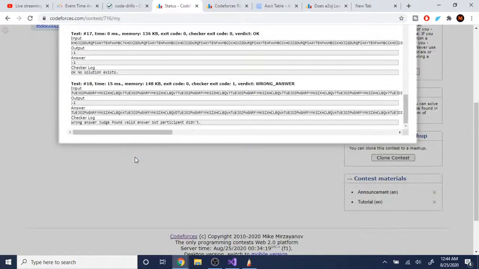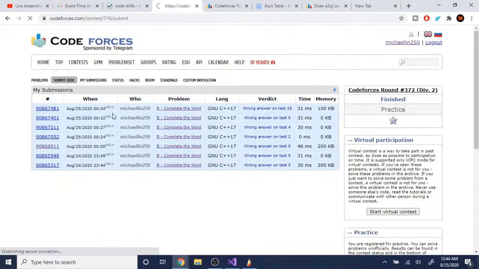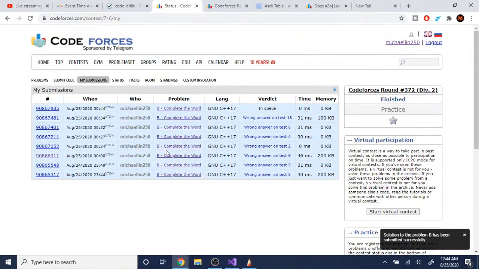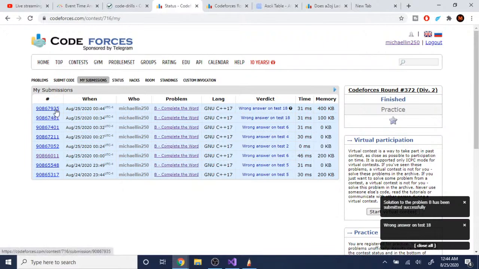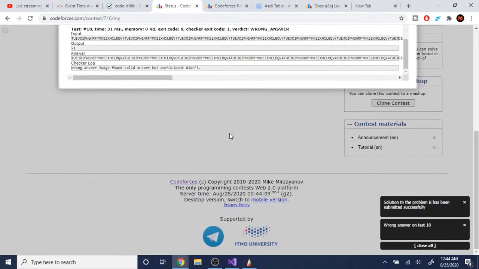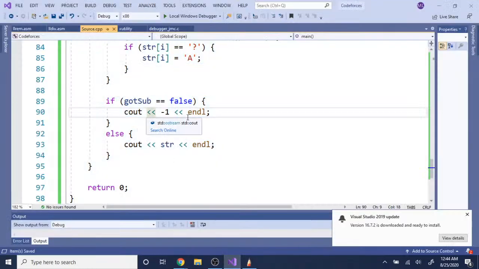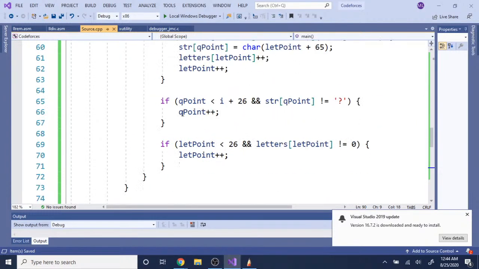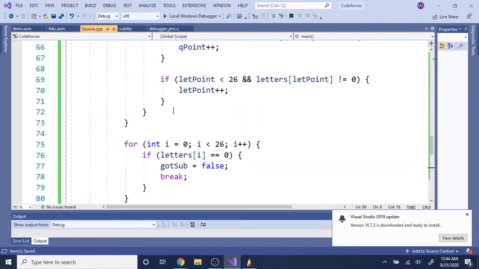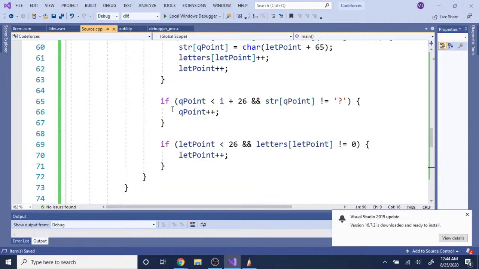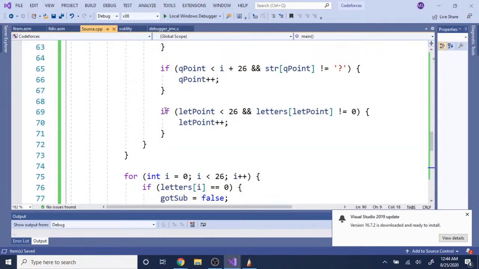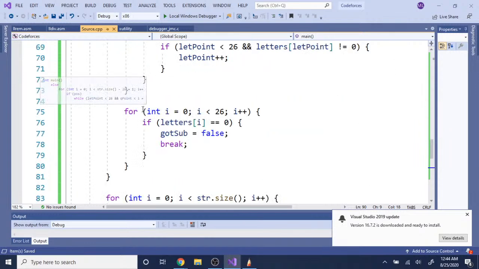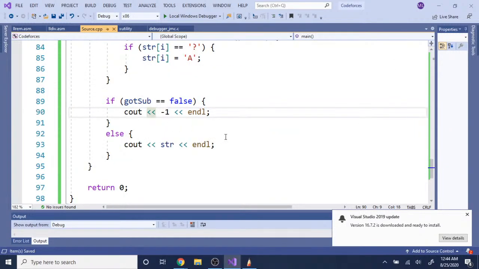No, I don't know. Let's try submitting it again. No. Okay. Oh boy. Letters at 26. So why does this equal to false? Let's keep thinking.